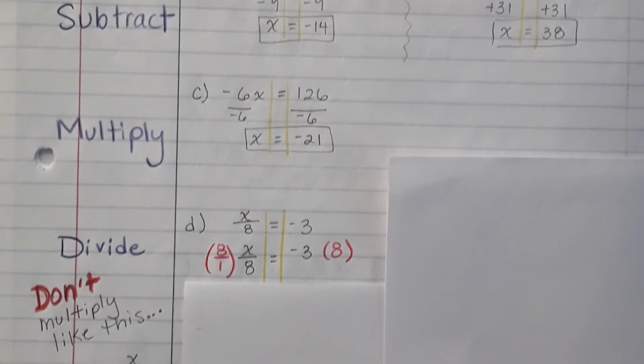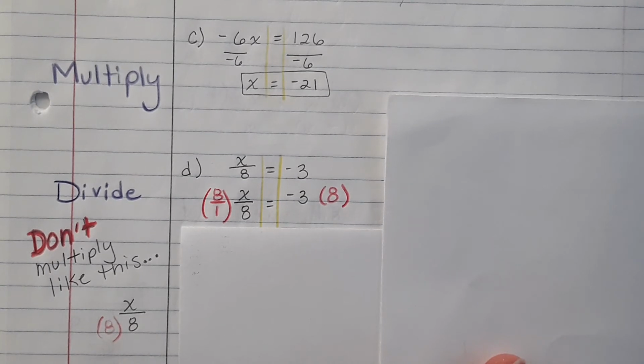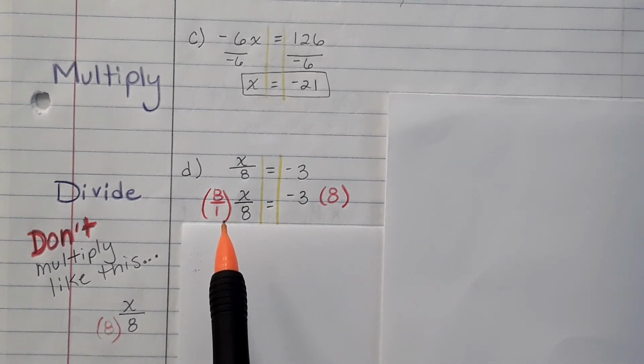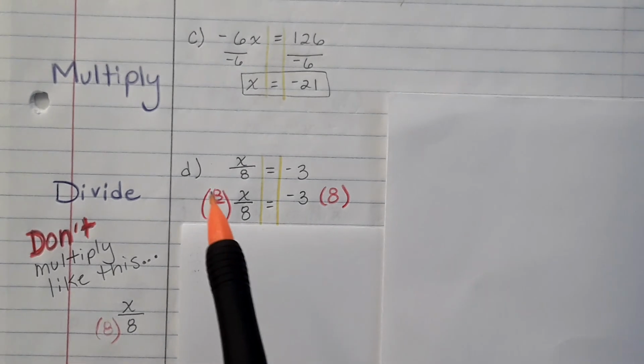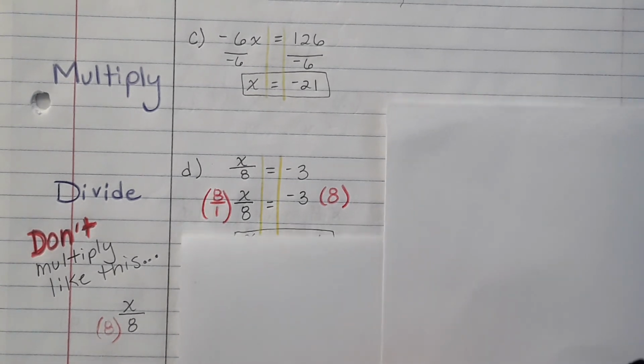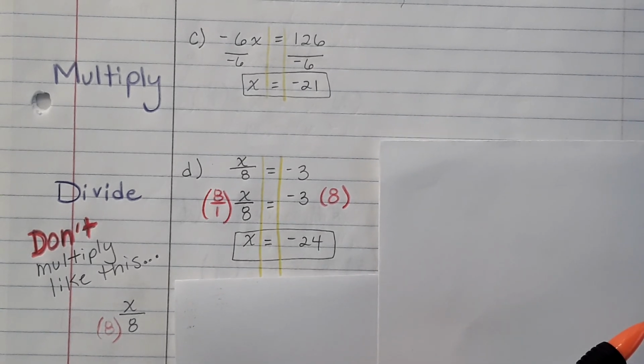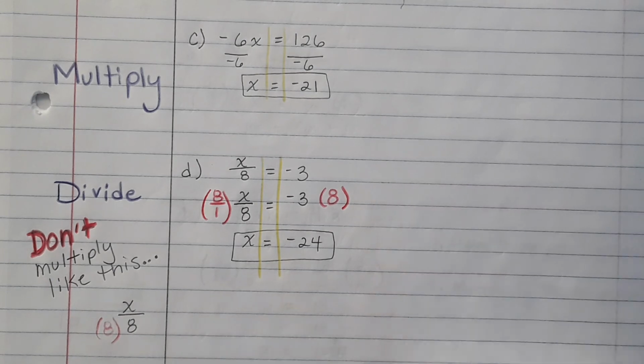Now be careful. When you multiply by 8, you are really multiplying by 8 over 1. You do not multiply like this, because this shows you're multiplying 8 times 8 in the denominator, and we don't want that. We want the 8s to cancel out so that all you have remaining on the left is x, and on the right, negative 24. So x equals negative 24 is our solution.